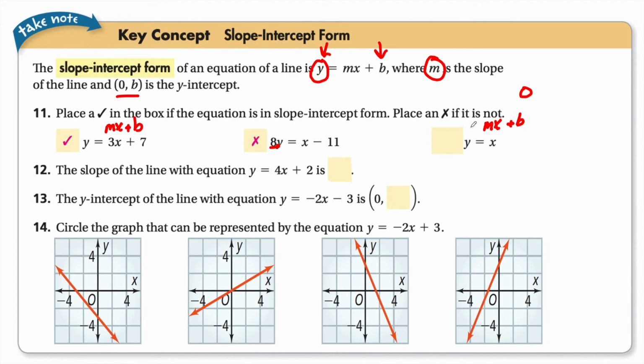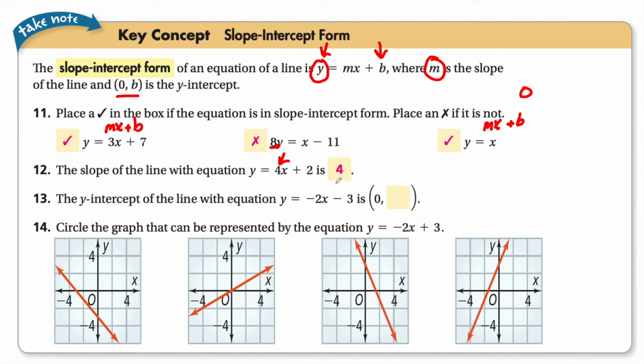So as long as it has y by itself, there is no coefficient to the y, and it equals an x variable, it will end up being a slope-intercept form. The slope of the line with the equation y equals 4x plus 2 is going to be where the m would normally be, which happens to be 4, so the slope is going to be 4.